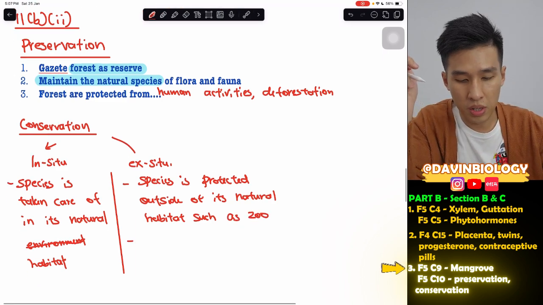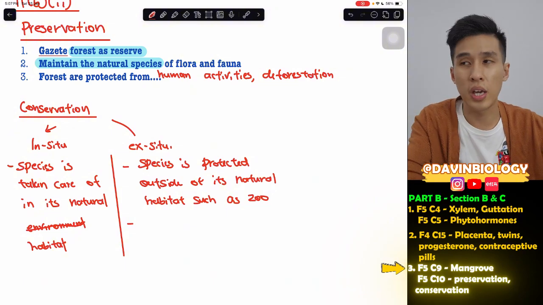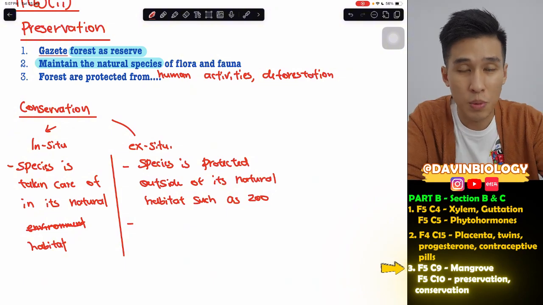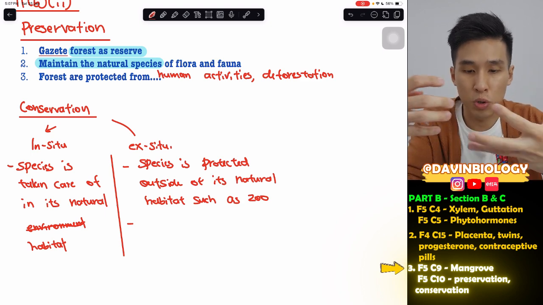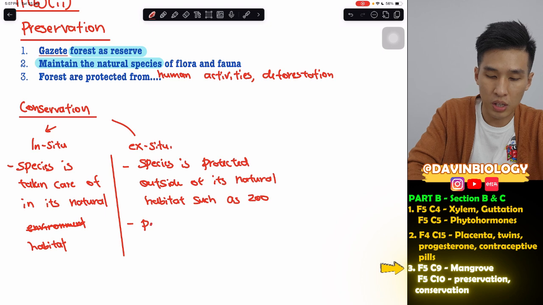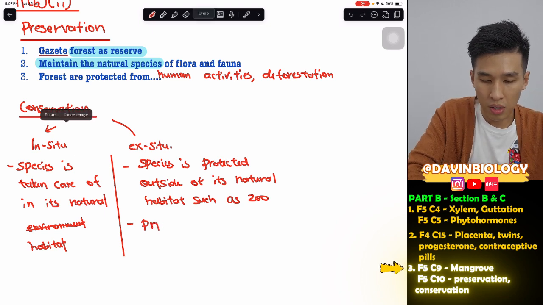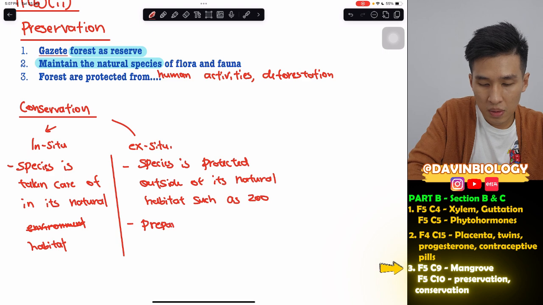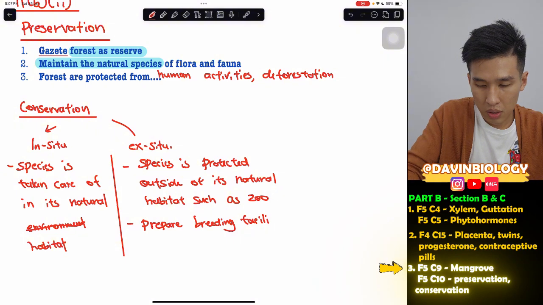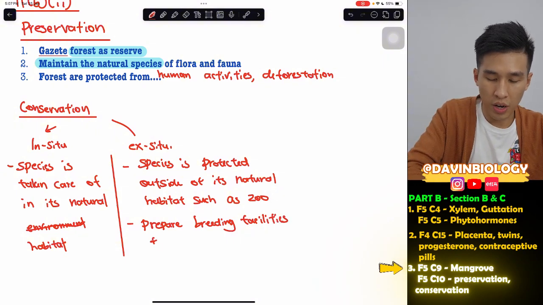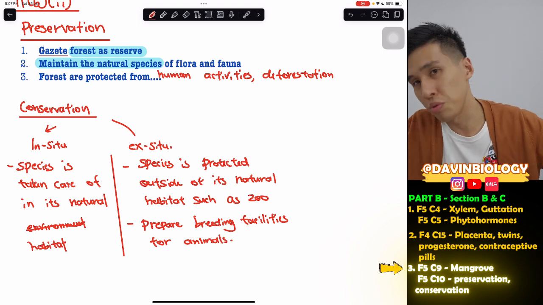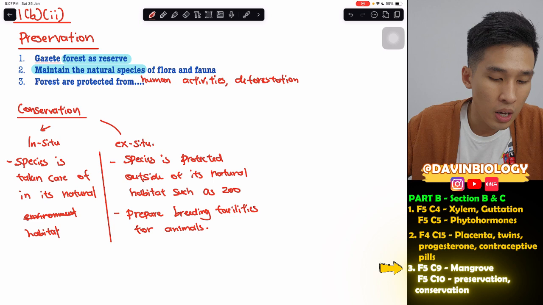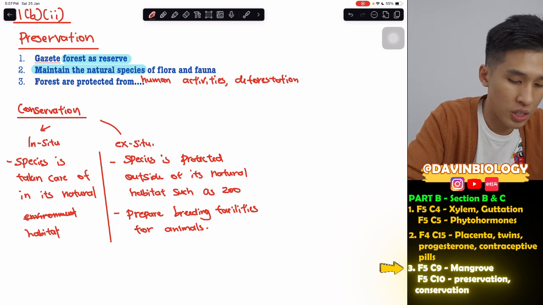So ex situ will be more effective because we can monitor these animals 24/7. If they're sick, we can give them medical care. If they need to reproduce, we can help them. So you can also give examples, like you can prepare breeding facilities for animals, help them breed. When they are big enough, only then we release them back into the wild. Yeah, example lah. So this is conservation, in and ex.